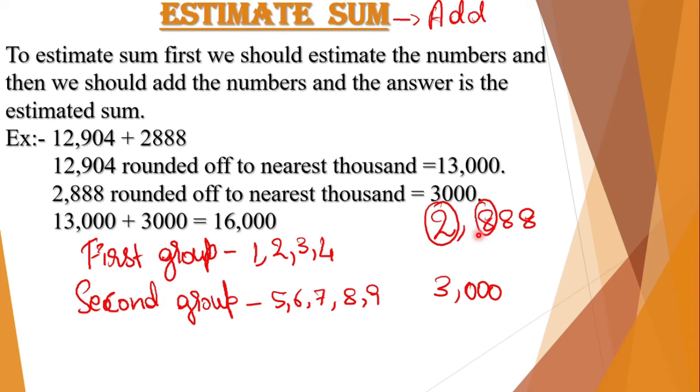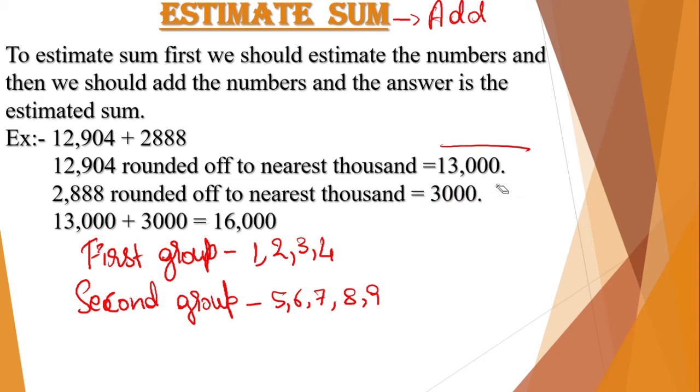So now we estimated both the numbers. First I said that to estimate sum, first we should estimate the numbers. Okay, we did it. And then we should add the numbers, and the answer is the estimated sum. So now we should add the numbers, and we should not add the numbers 12,904 and 2,888. Should not add those numbers.